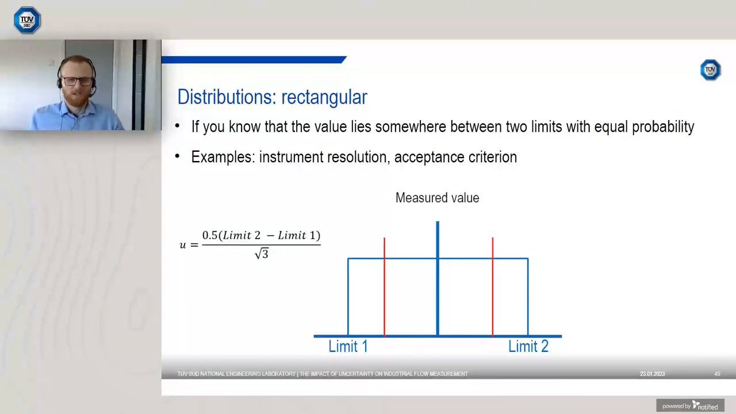And also acceptance criteria and tolerances when, for example, things or piping have been manufactured to a given tolerance, so that essentially it's accepted if it's manufactured within two limits. There's no greater probability that it's around the middle of the limit, but it could be equally either side of the limit based on the manufacturing tolerances.